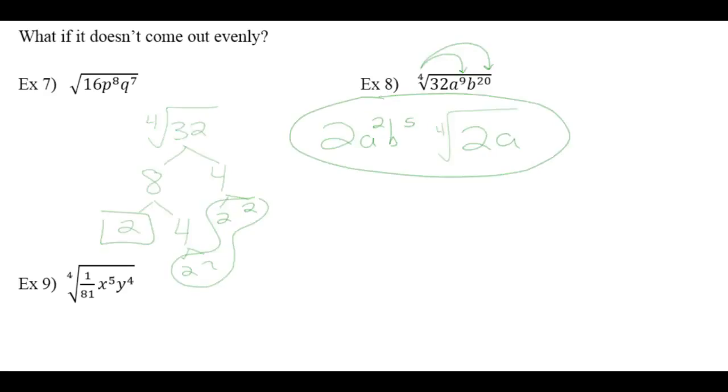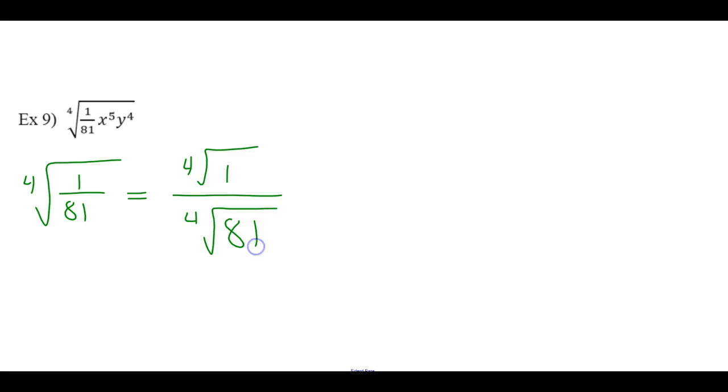Okay. Now, last one, number 9. Remember, the fourth root of a fraction is the same thing as the fourth root of the top over the fourth root of the bottom. We learned that first semester. So what is the fourth root of 1? 1, good. And what is the fourth root of 81? If you're not sure, put it in your calculator.